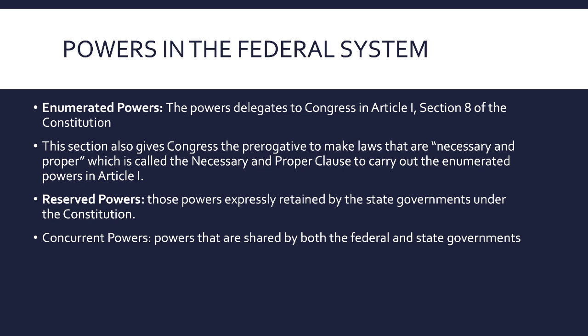Now, the powers in the federal system. We have the enumerated powers, which are the powers delegated to Congress in Article 1, Section 8 of the Constitution. This section also gives Congress the prerogative to make laws that are necessary and proper, which is called the Necessary and Proper Clause, to carry out the enumerated powers in Article 1. Now, the reserved powers are those powers expressly retained by the state governments under the Constitution. And concurrent powers are powers that are shared by both federal and state governments. Imposing taxes is a good example of a concurrent power.